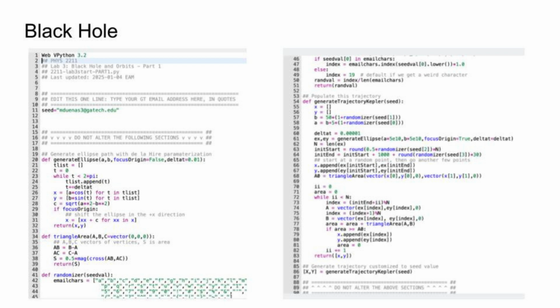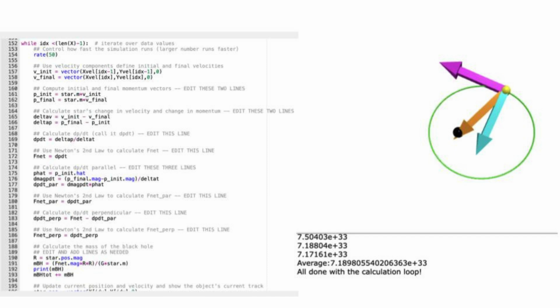In order to look for the mass of the black hole in part 1, we had to use the starter code which was given to us. The only thing we had to first input was our Emo in order to get a specific seed. That way we would have designated orbits. And then we included the star's mass, which was 2 times 10 to the power of 30 kilograms. After this, we just fixed the while loop and solved for each thing individually that it told us to solve for.